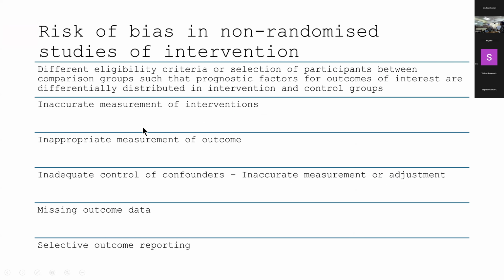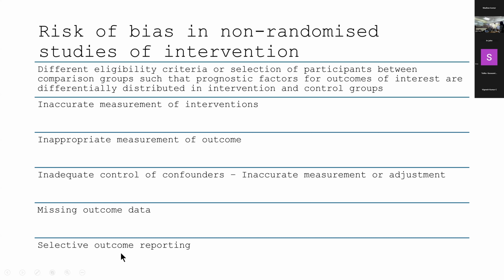You can also have inaccurate measurement of interventions. For example, suppose I'm doing a registry cohort and I want to see how many of the patients have got a PPI. In the NHS, if you've been prescribed a PPI, it's there in your drug database. But what about the patients who have taken over-the-counter PPIs?